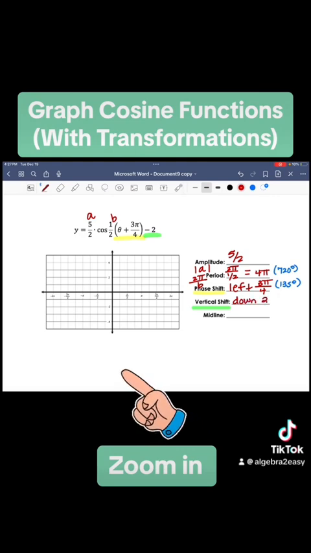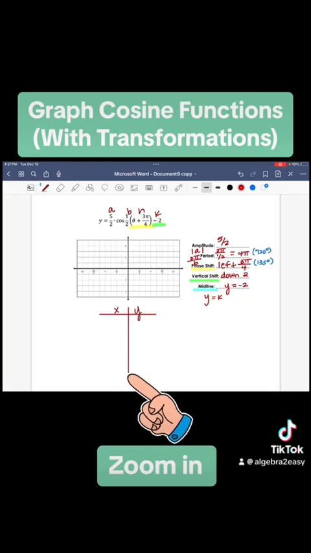Our midline, remember, is in the form of y is equal to k. So we're going to have y is equal to our k of -2. Always start with your phase shift, and your phase shift here is left 3 pi over 4. So left 135 degrees, which is going to be -135.